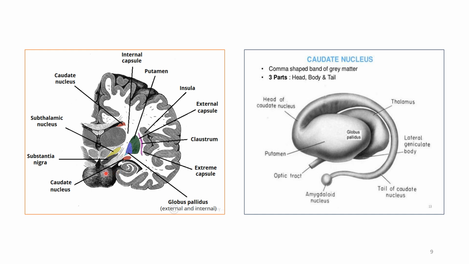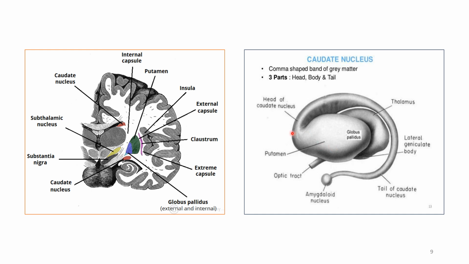This is subthalamic nucleus. This is substantia nigra. Caudate nucleus will come like this: head, body, and tail. So we are discussing caudate nucleus. It is a comma-shaped band of grey matter. It has three parts: head, body, and tail.